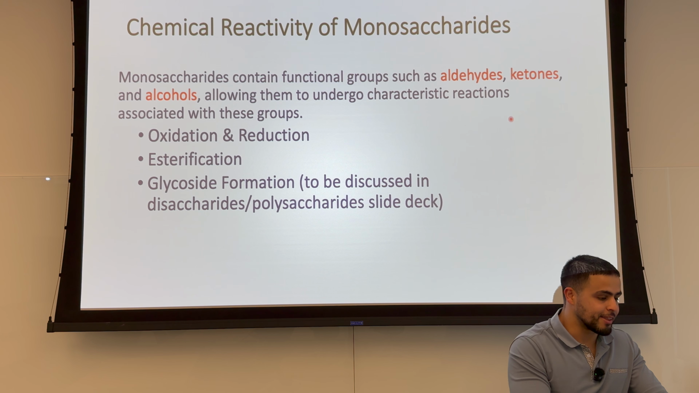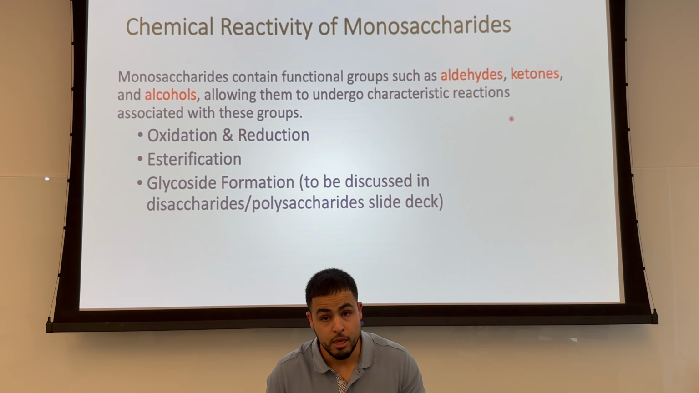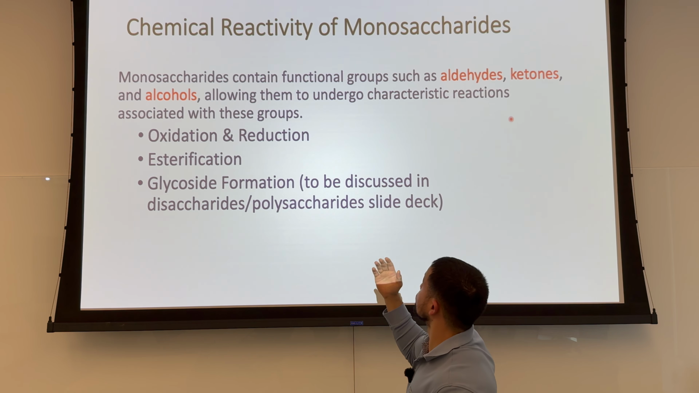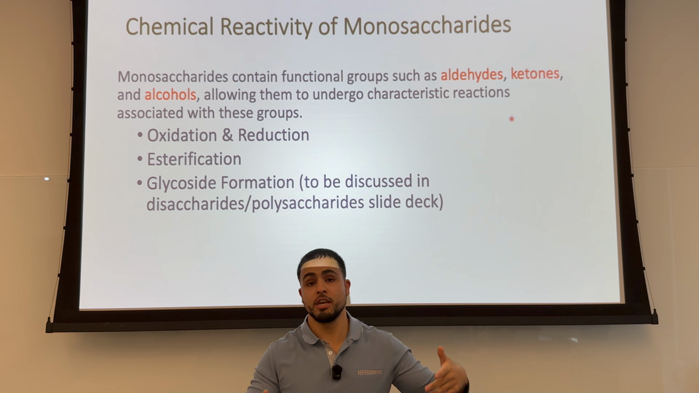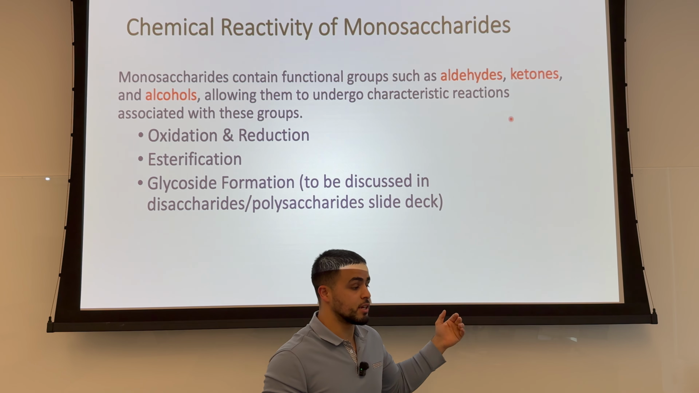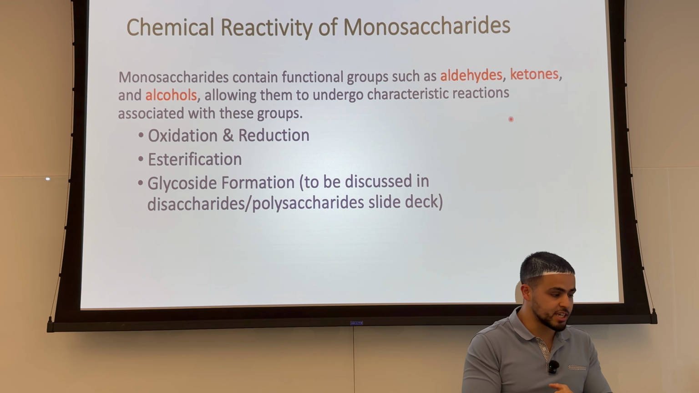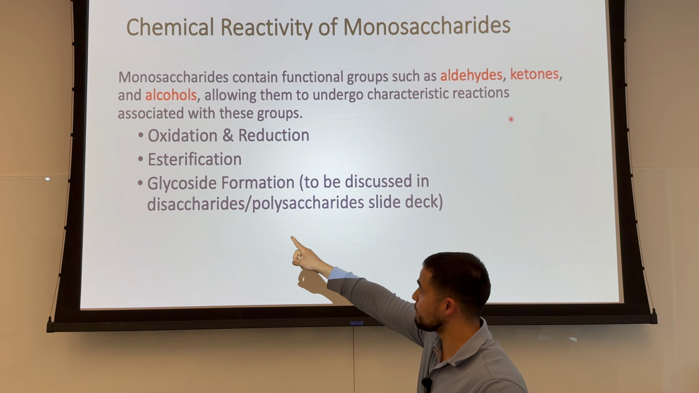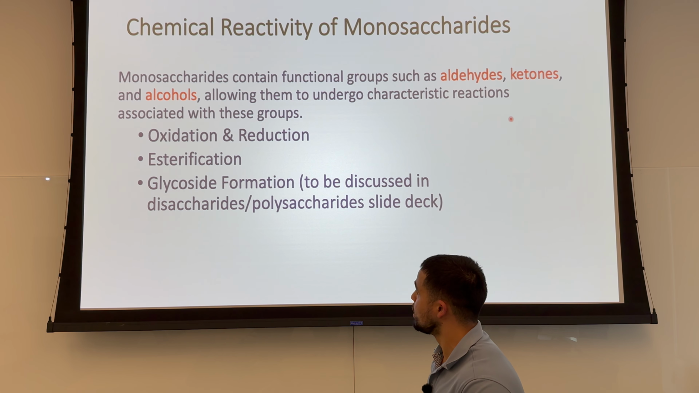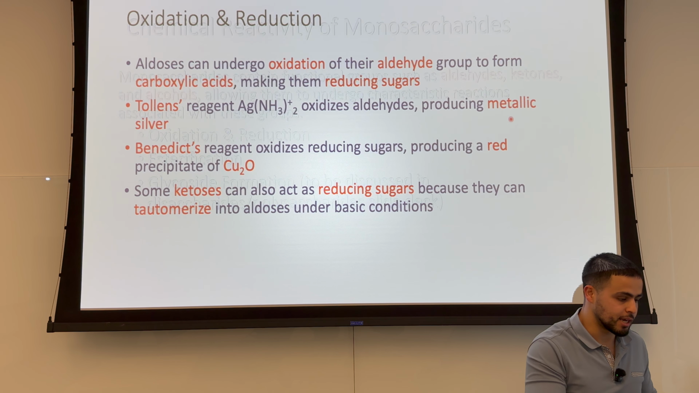Okay, now let's talk about the chemical reactivity of monosaccharides. Recall earlier I mentioned that carbohydrates have these functional groups, aldehydes, ketones, and alcohols, and therefore they'll undergo the organic chemistry reactions that these functional groups undergo, right? It makes sense. Okay, so we're going to talk about oxidation-reduction reactions and esterification reactions. We're going to leave glycosidic bond formation for when we talk about disaccharides and polysaccharides in the next slide deck.